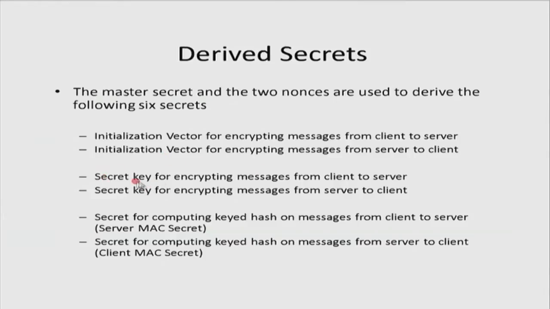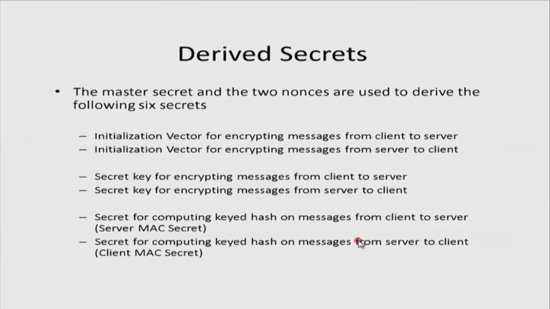Then the secret itself for encrypting messages from the client to the server, and another one from the server to the client. So the key that is used for messages from client to server is different from the key that is used from server to the client. And once again, the initialization vector for encrypting stuff that goes from the client to the server is one initialization vector, and then from the server to the client, that's the other one.